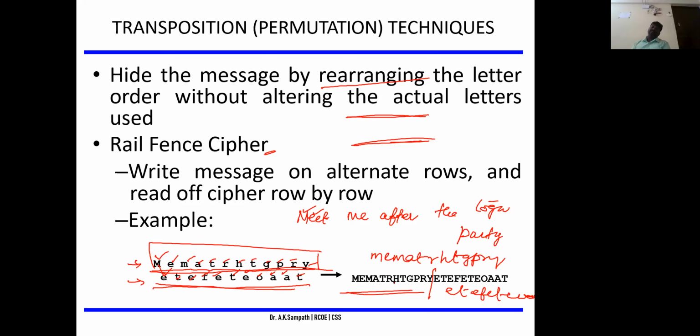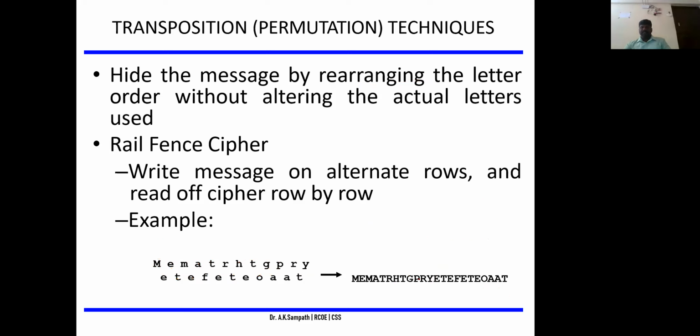The receiver will be given information about the length of the first half and the length of the second half, and then you will divide this value. After that, you will write in the rows. Did you get my point? Suppose the receiver is receiving this information and gets the first half as well as the second half value. The first half will be written like this, MEMA, followed by this. The second half will be written in the second row, like this.